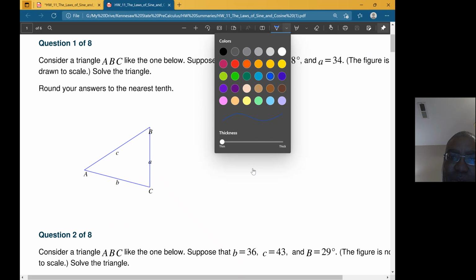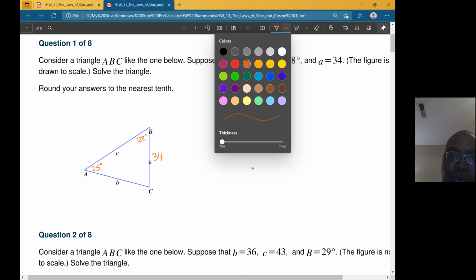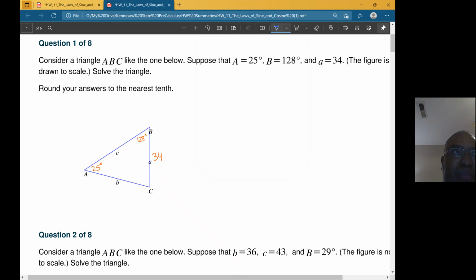I'm going to write in orange this time so that we can see it. So big A is 25 degrees. Little a is 34 units. And big B is 128 degrees. Obviously, that's not 128 degrees. Okay? So solve the triangle. When they say solve it, we want to know big C, little b. All right, so go back to our favorite blue.